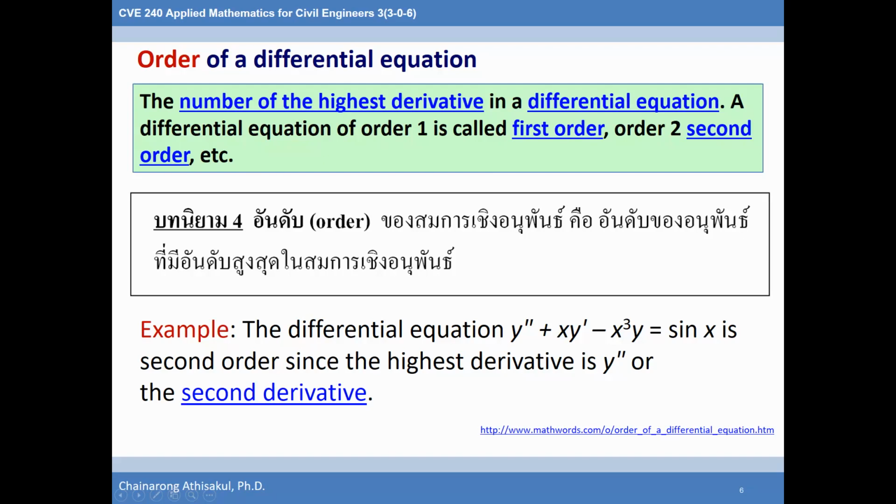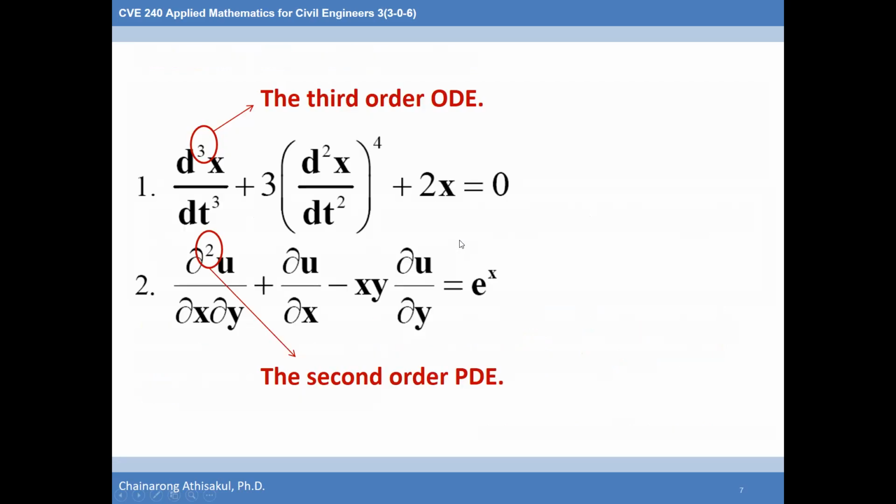Okay. For the example, if we look at this equation, you see that this is a differential equation because we have the derivative term over here. And the highest derivative of this equation is the second order derivative. So in this example, we call this equation a second order differential equation.